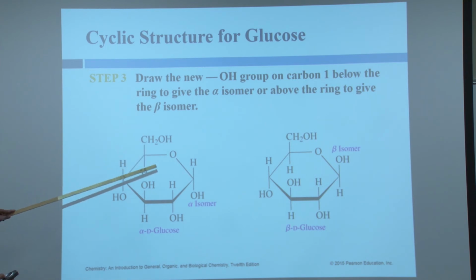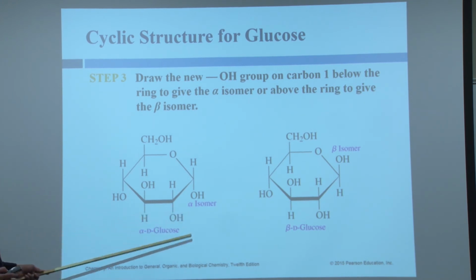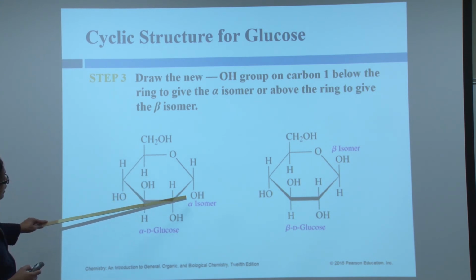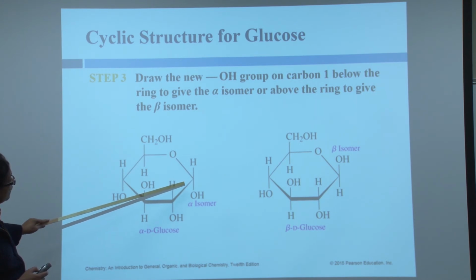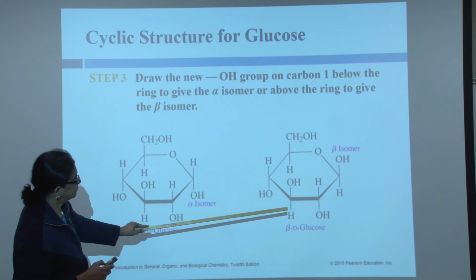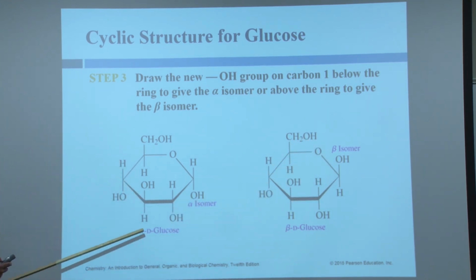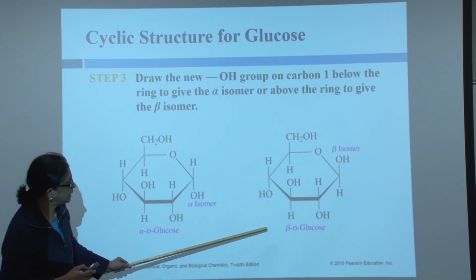Now, when we are setting up the alpha or beta isomer in Haworth structure, the position of the OH determines alpha or beta. So when the new OH group on carbon 1 is below the ring, that gives the alpha isomer. When the new hydroxyl group is above the ring, that is the beta isomer. Alpha D-glucose, beta D-glucose.